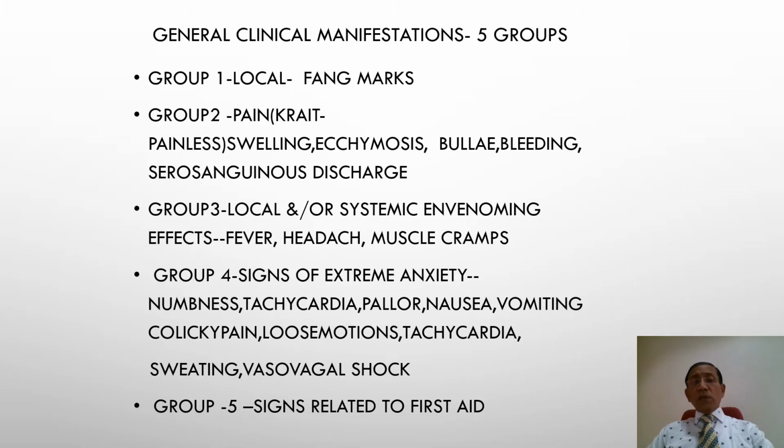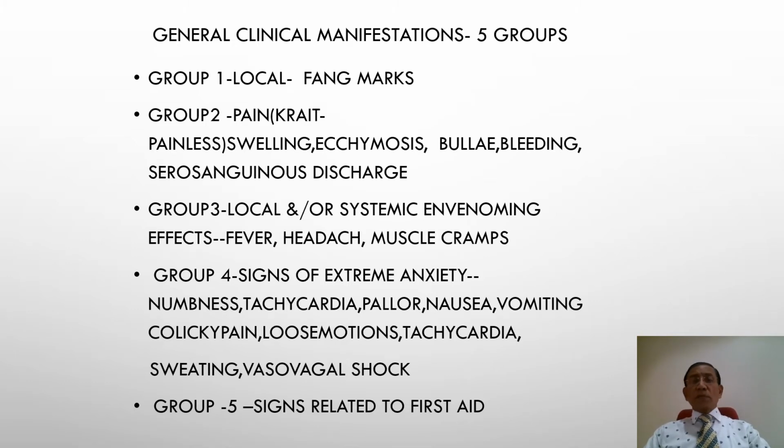Group 4 is signs of extreme anxiety. This is very important. Most of the time, the parents come very anxious and say that my child is going to die, or if the child is older, the child says that I have got a snake bite and I am not going to survive. So they have extreme signs of anxiety. There is tachycardia, pallor, nausea, vomiting, colicky pain, and sometimes loose motions.